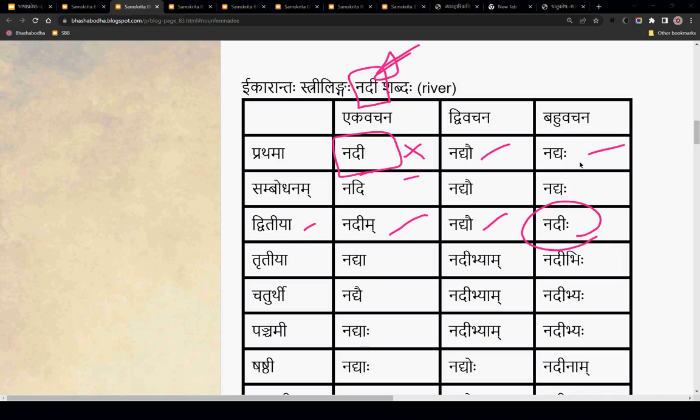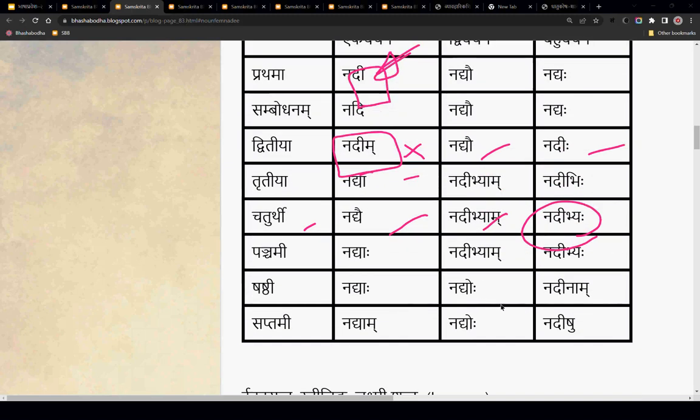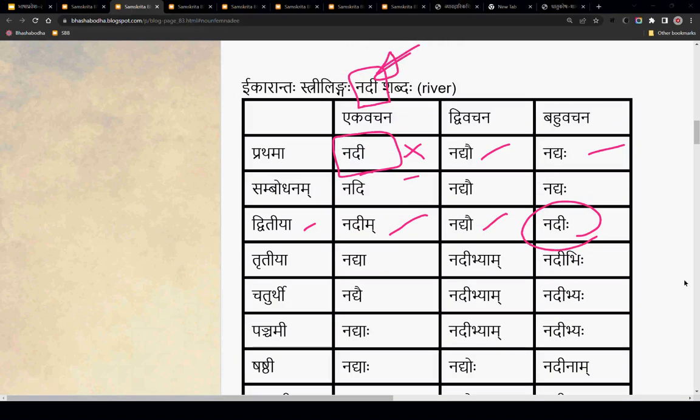Nartaki, Nartakyau, Nartakyaha. Nartakim, Nartakyau, Nartakihi. Nartakya, Nartakibhyam, Nartakibhihi. Nartakyai, Nartakibhyam, Nartakibhyaha. Nartakyaha, Nartakibhyam, Nartakibhyaha. Then Nartakyah, Nartakyoh, Nartakinam. Then Nartakyam, Nartakyoh, Nartakishu. Then Sambodhanam last: Nartaki, Nartakyau, Nartakyaha. So from this Nartakihi we know it is Dvitiya Bahuvachanam.